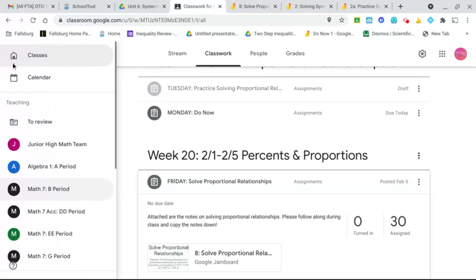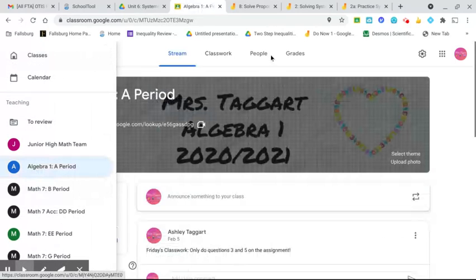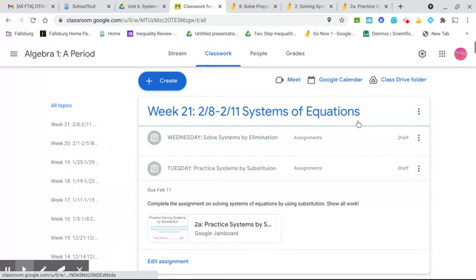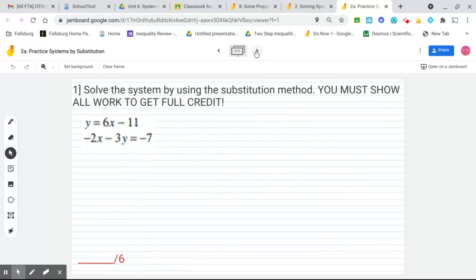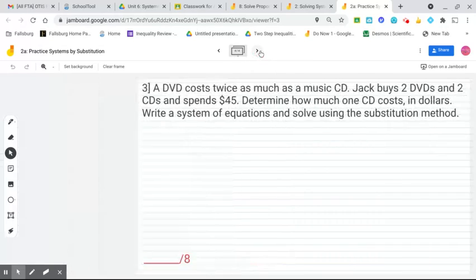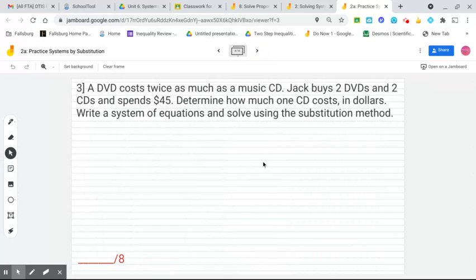So you will see in our Google Classroom, let me go back to it. You will see this is posted, Tuesday practice systems by substitution. So when you click on it, you'll come here. So you're going to complete this assignment by using substitution. Again, you're using substitution. So you have 3 questions. Okay, you're going to solve 1, 2, and the last one is a word problem. So this is like what we just did today in this video.